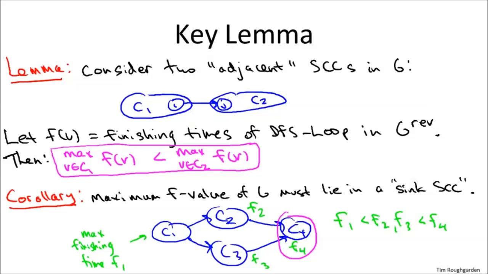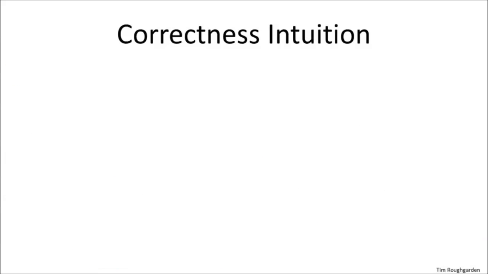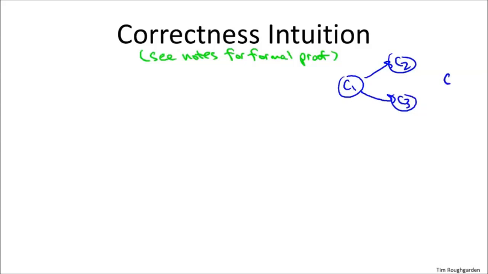Now, using this corollary, let's finish the proof of correctness of Kosaraju's algorithm modulo a proof of the key lemma. So I'm not going to do this super rigorously, although everything I say is correct and can be made rigorous. And if you want a more rigorous version, I'll post some notes on the course website, which you can consult for more details. So what the previous corollary accomplished, it allows us to locate the node with maximum finishing time. We can locate it somewhere in some sink SCC.